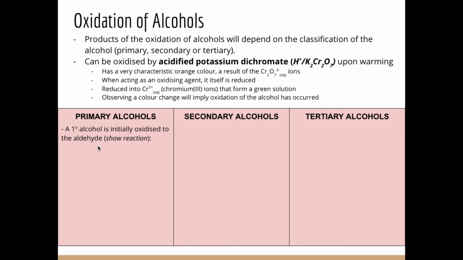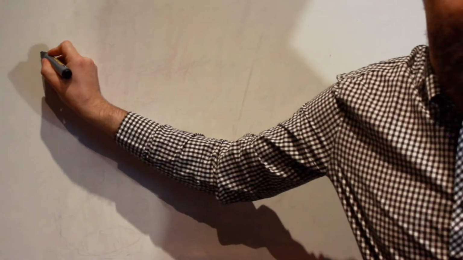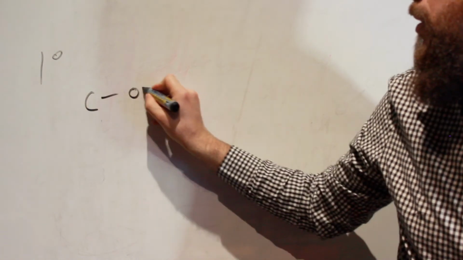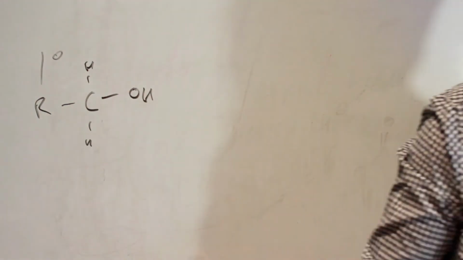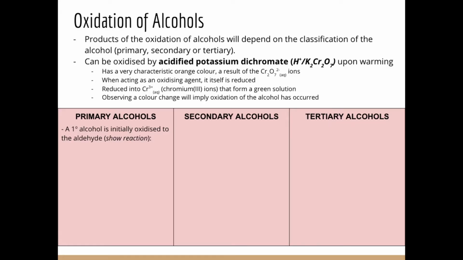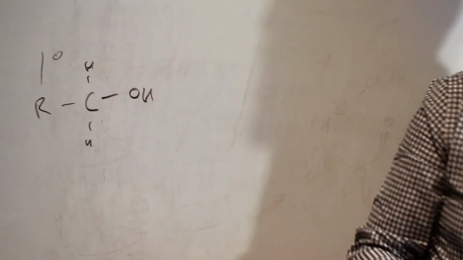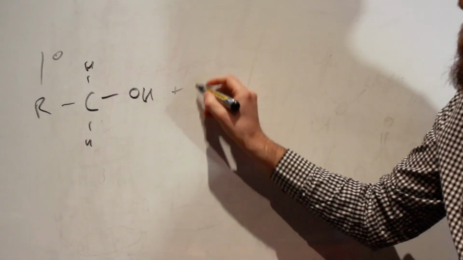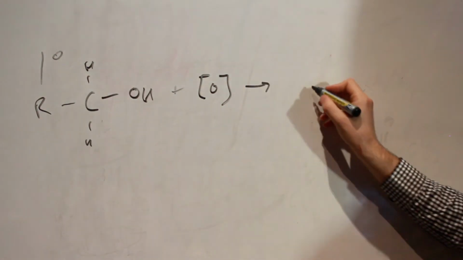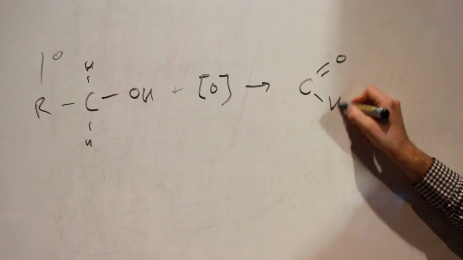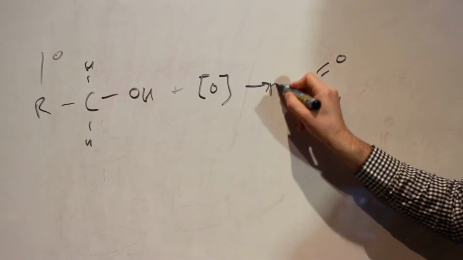A primary alcohol is initially oxidized to the aldehyde. Recall that the primary alcohol has the alcohol carbon with only one other alkyl group, and we've got 2 hydrogens there. That's our primary. So our primary alcohol is first oxidized to the aldehyde. What happens here is we get our primary alcohol and we oxidize it, and we end up with the aldehyde, and then the R chain coming off there.